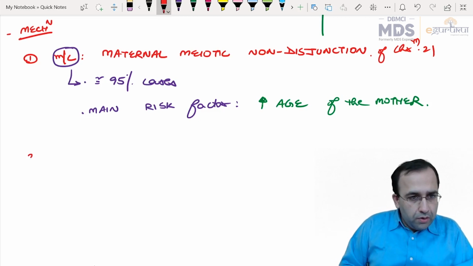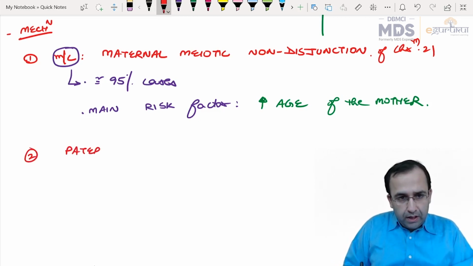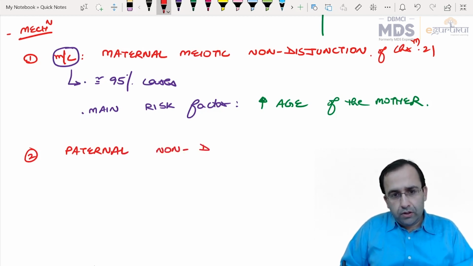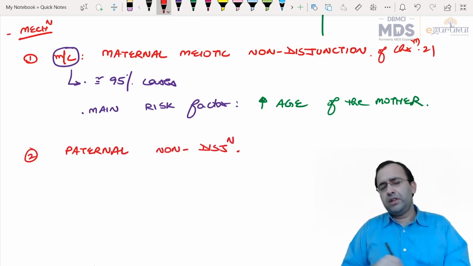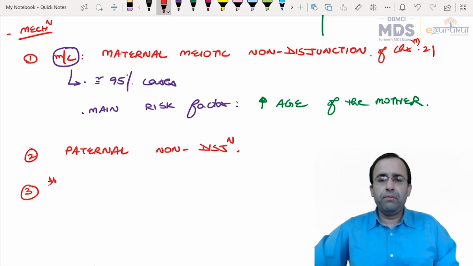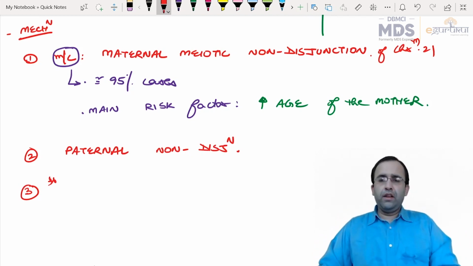Next, Downs can also occur because of paternal non-disjunction of chromosome 21, but it is rare. And the third cause of Down syndrome, put a double star, is translocation.